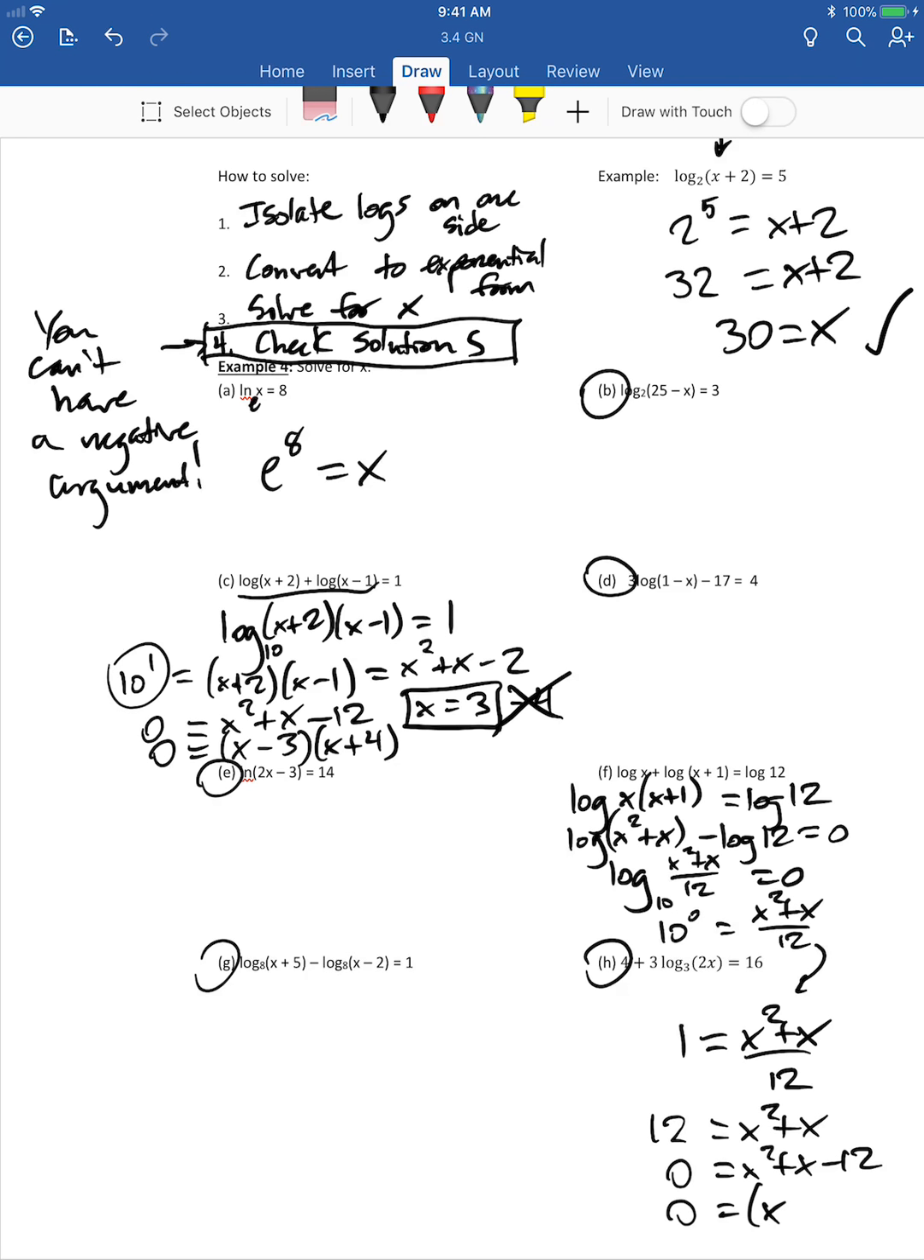And then factor. Hey, this looks very familiar, doesn't it? Almost like we just did this. So x equals 3 and negative 4. But again, I need to check. Do not, I repeat, do not forget to check. This is vital. So plug in 3. I'll get log of 3 plus the log of 4 equals log of 12. That's fine. Plug in negative 4. I have the log of negative 4 plus the log of negative 3. That's not okay. I have to throw out negative 4 again. And my solution is x equals 3.